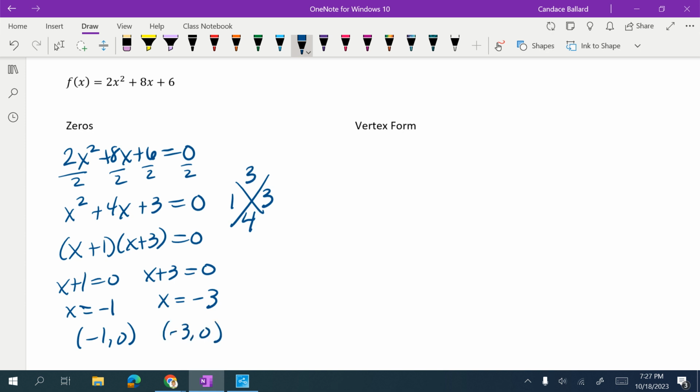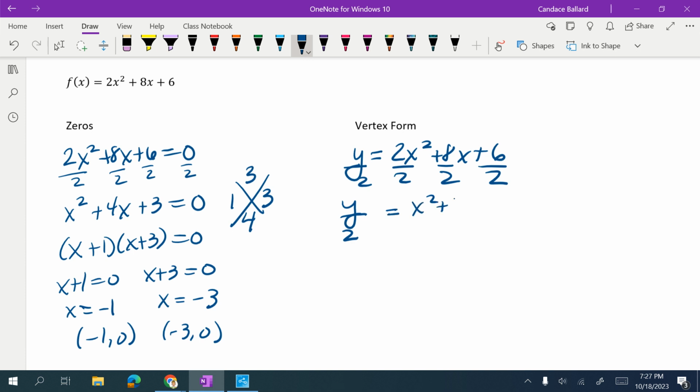negative 3, 0. To do vertex form, the first thing I'm going to do is switch the f of x to y equals. And then we get 2x squared plus 8x plus 6. First rule of completing the square, which we're going to use to find vertex form, is to divide everything by the leading coefficient. So I have to divide everything, including the y, by 2. So we've got y divided by 2 equals x squared plus 4x plus 3.